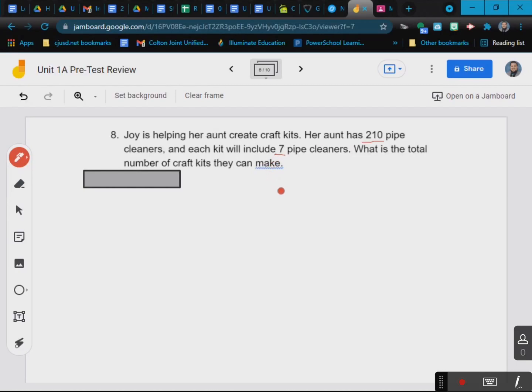Okay, what is the total number of craft kits they can make? So she has 210 pipe cleaners, and she's going to divide that by 7 because they're going to make kits out of them. And 210 divided by 7 is 30.